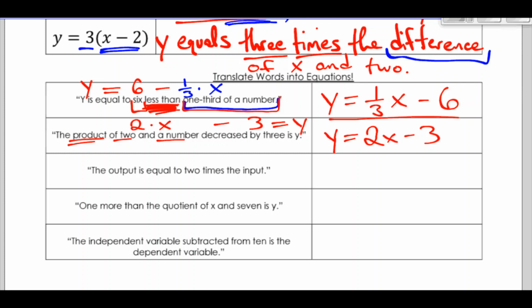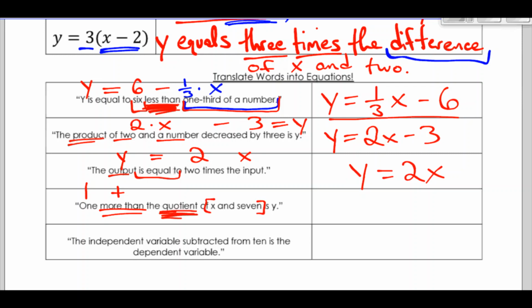Next one says the output, the y, is equal to, so the output is equal to 2 times the input, 2 times our x. That one's simple, y equals 2x. Next it says one more than is telling us to add more than the quotient of these two things. Whatever comes next, it's dividing those two things. It's the quotient between those two, which is x divided by 7, and that is y. Sorry, I said that wrong.